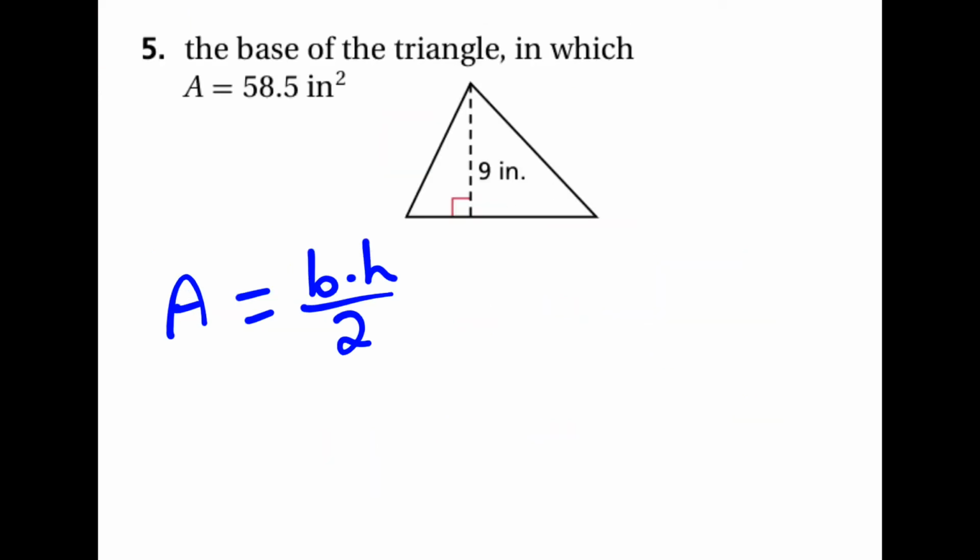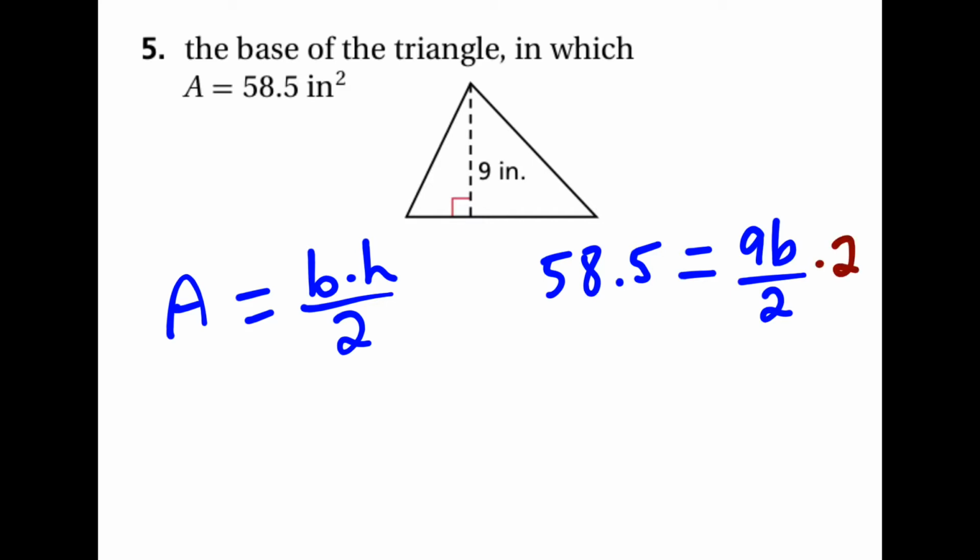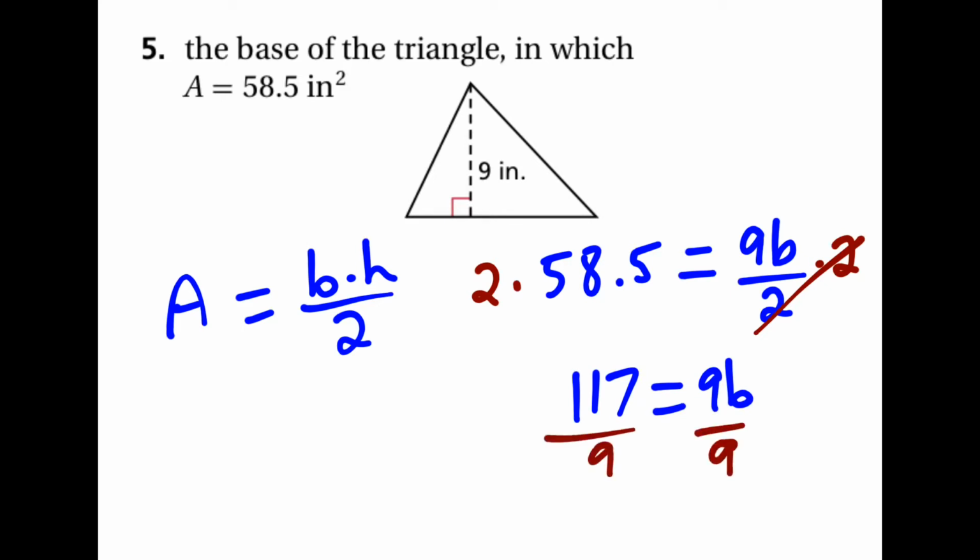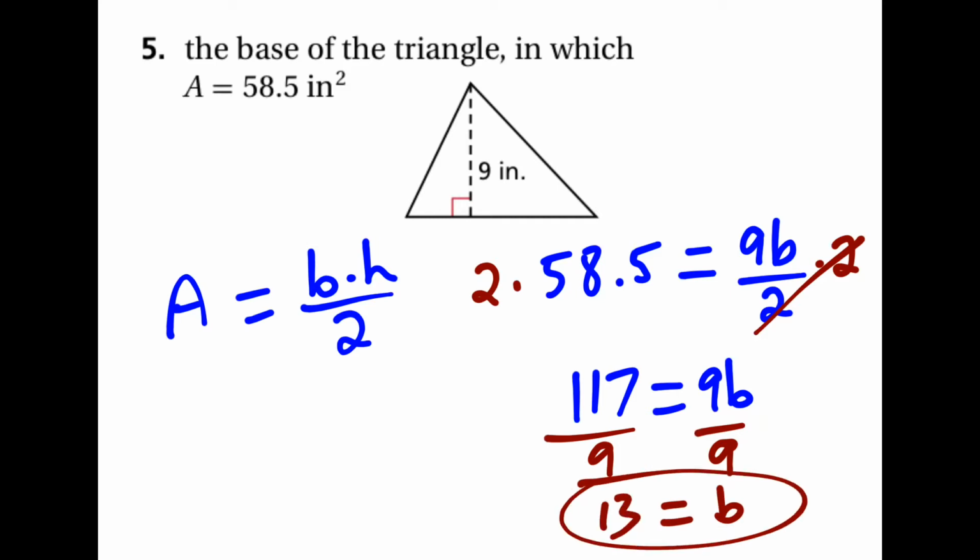Formula for area of a triangle, base times height divided by 2. So if I plug in what I know, the next steps are to multiply by 2 to cancel out this side. Then I can divide by 9 on both sides. This gives me 13. That's the base of the triangle. I guess I could say 13 inches.